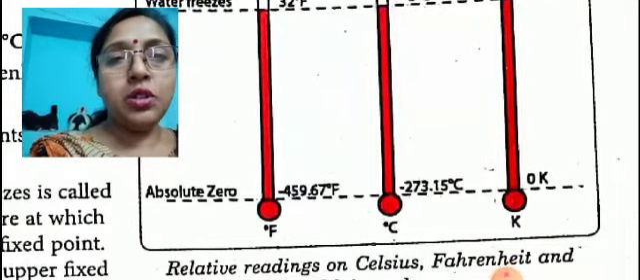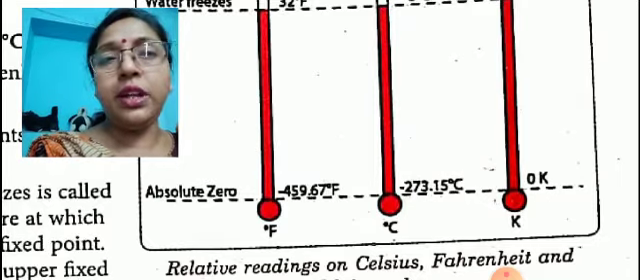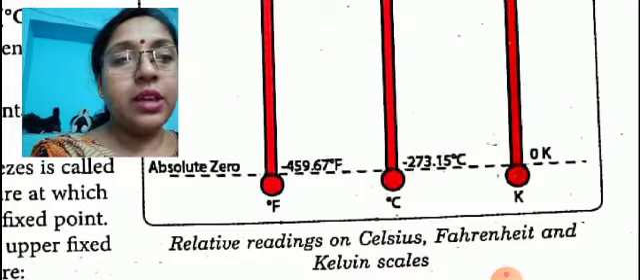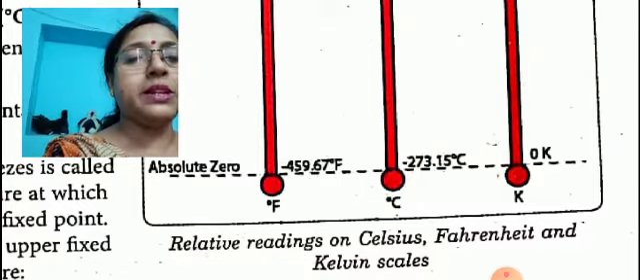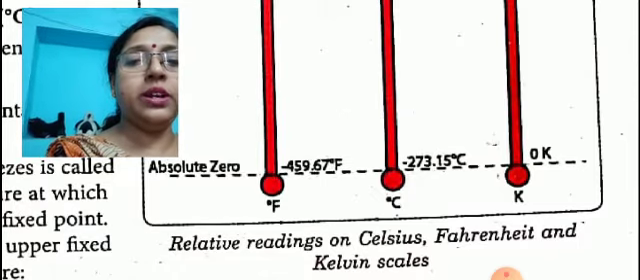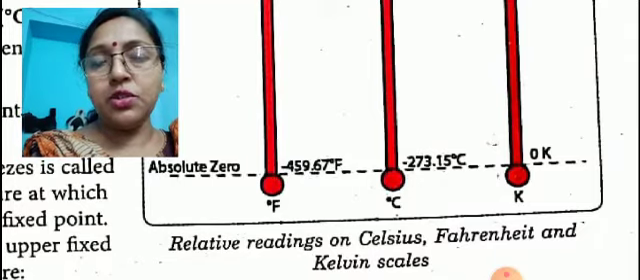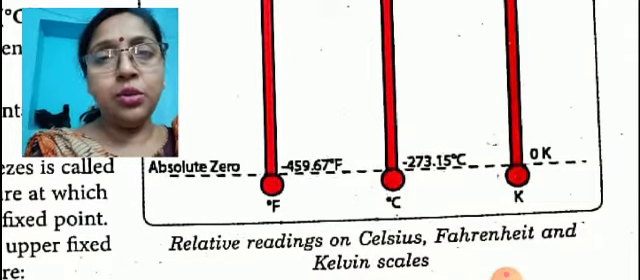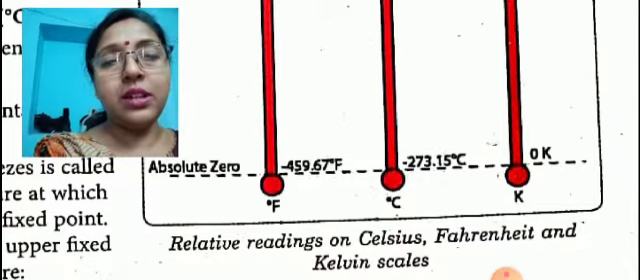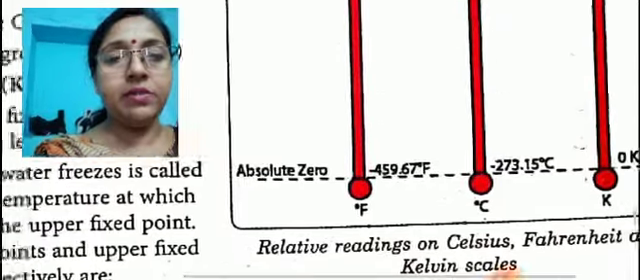Absolute zero. Lord Kelvin discovered the Kelvin scale, and it is not shown in the form of degrees, it shows just K. So 0 K is called the absolute zero. Compared to absolute zero, it is minus 273.15 degrees Celsius, and in Fahrenheit minus 459.67 degrees Fahrenheit. Absolute zero is the lowest temperature, where no cooling takes place. It is considered the lowest temperature, that is 0 K. So that is the relative reading on the Celsius, Fahrenheit, and Kelvin scales.